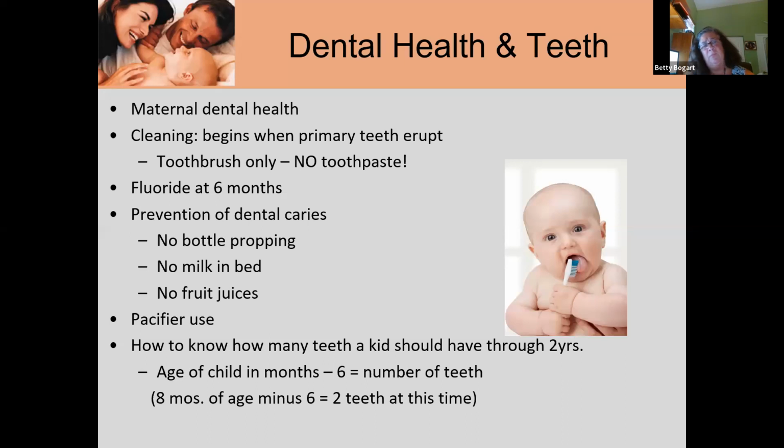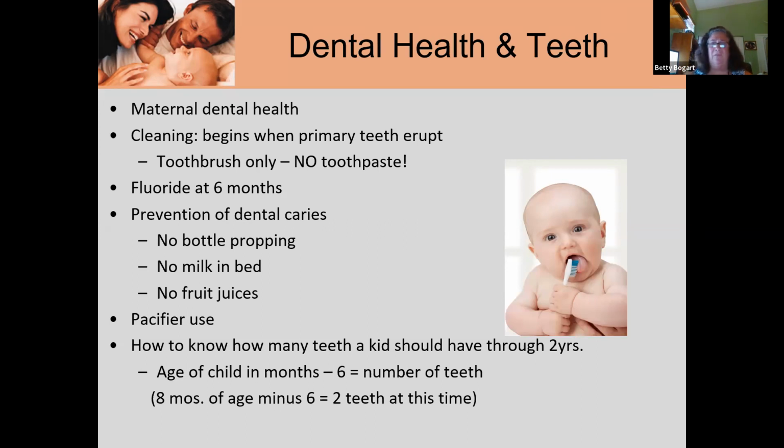And one of the most important things is not to prop that bottle. It's harder when you have multiple births, twins, triplets. You're going to be propping them like crazy unless you have help in the house, but it really shouldn't be done. And the reason is you're leaving the sugar in the mouth. It's still dripping in the mouth and it's rotting those teeth, and we don't want to do it.